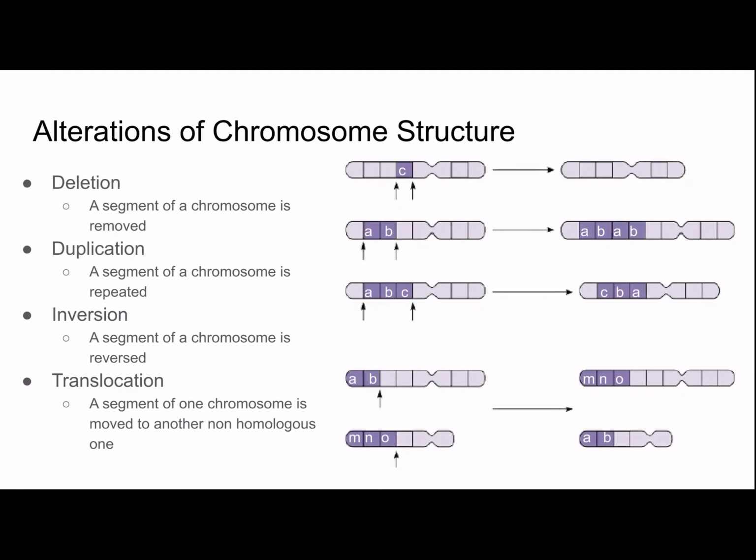So this picture shows all of them in order. The first one, as you can see, is a deletion. We're removing the gene C. The second one's a duplication. We have that same gene copied over twice. Inversion, flipped. And then the last one shows a translocation, where we're moving a piece of a chromosome to a place where it doesn't belong. And unfortunately, all of these will lead to issues in the offspring.